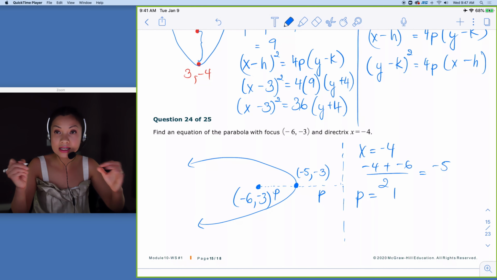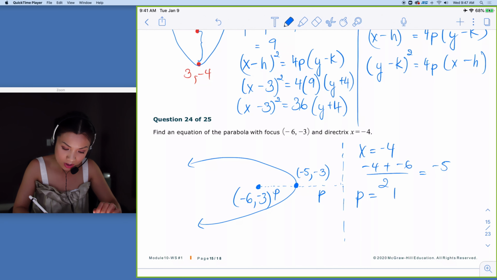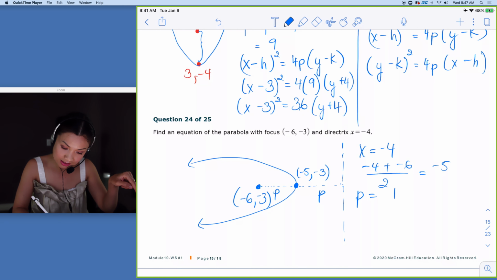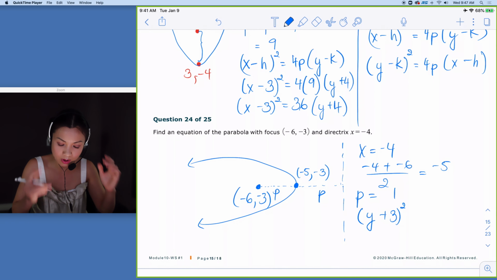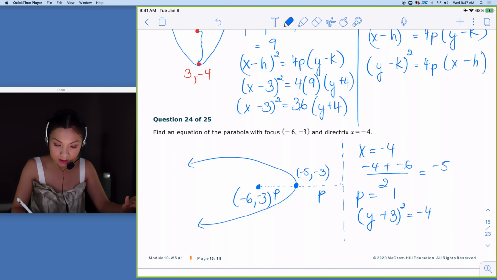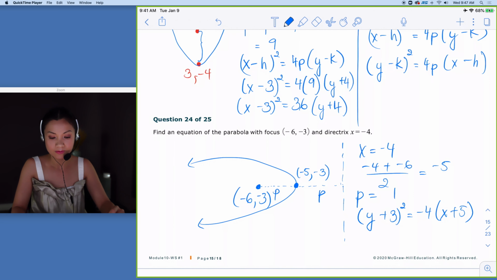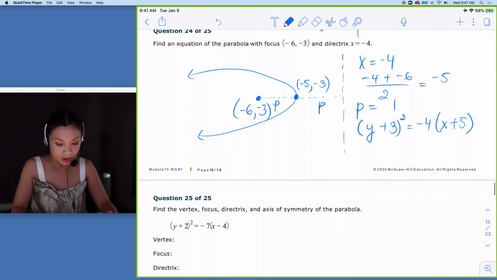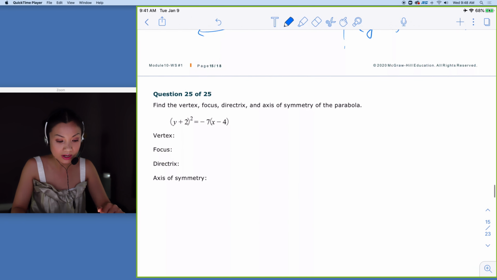Now, let's just put everything in. Because it's sideways, I'm going to have y. y plus 3 squared equals, it's going to be negative this time, 4 times 1, so it's going to be negative 4, times x plus 5. And that's how you do number 24. Moving on to number 25.